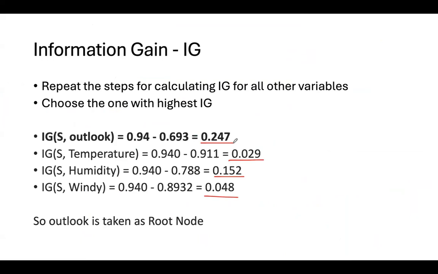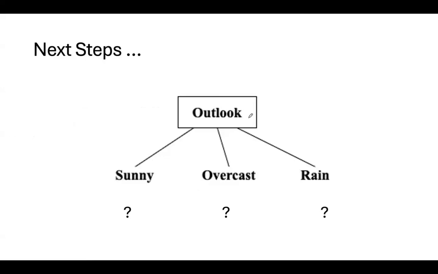The highest reduction that we have got is for outlook. Therefore, the first question that I'll be asking is about outlook. So outlook comes at the root node. This is my first node on the decision tree: outlook, with branches sunny, overcast, and rain. Then, having asked the first question, what should be the subsequent question under sunny? What should be the subsequent question under overcast? And what should be the subsequent question under rain?